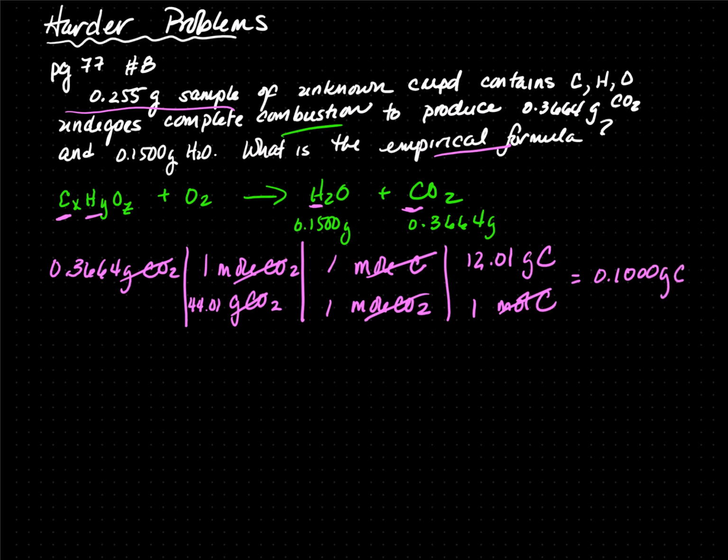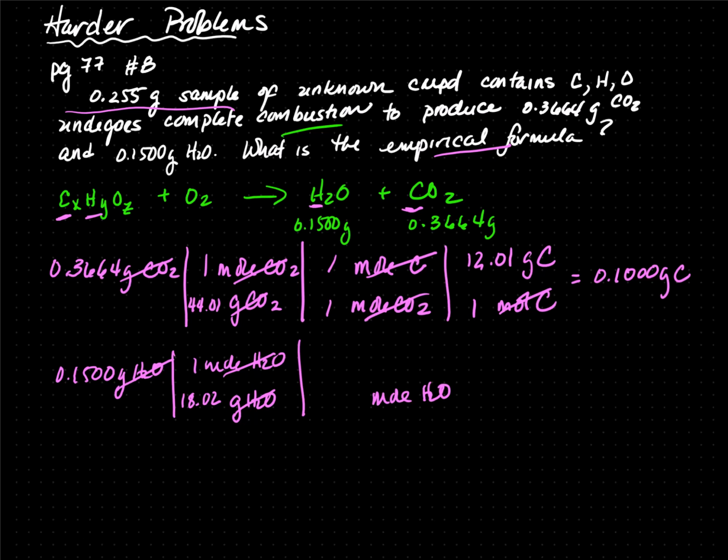0.1000 grams of carbon. We're going to repeat the procedure for hydrogen. So we're going to start with 0.1500 grams of water. Diagonal units, grams of water, 1 mole of water. We know this is molar mass. We find the mass off the periodic table. We add 2 hydrogens and 1 oxygen to get 18.02 grams. The grams cancel out. Moles of water.